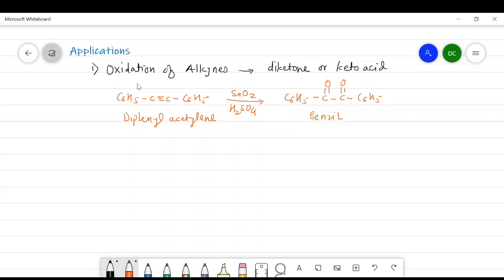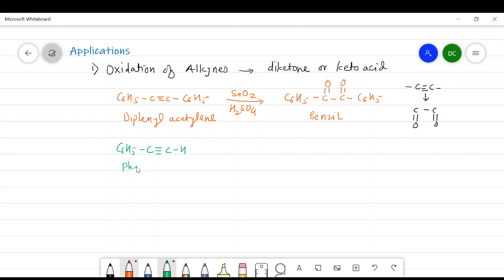So here we get the oxidation of carbon triple bond carbon into a diketone, that is C double bond O, C double bond O. Let us consider another example in which we will take a terminal alkyne, and the example is phenyl acetylene.